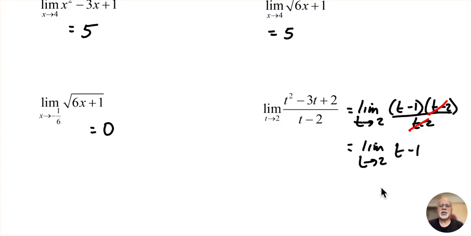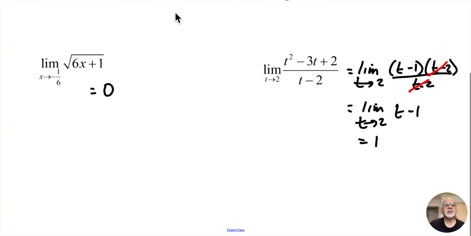So we're looking at the linear function t minus 1 as t is approaching 2. Well, as t approaches 2, 2 minus 1 is 1. So the answer here is 1. Now, what does this mean graphically? Let's take a look.